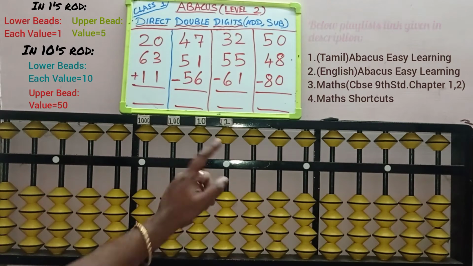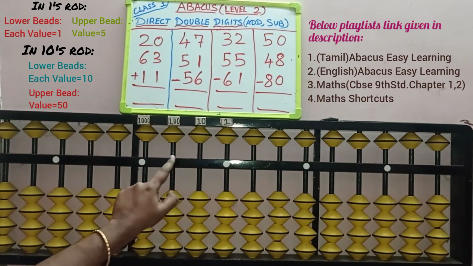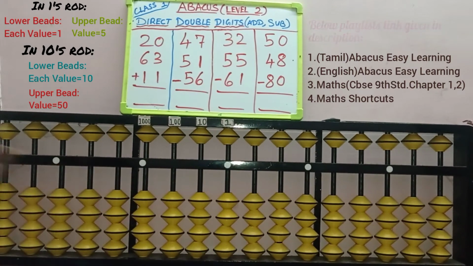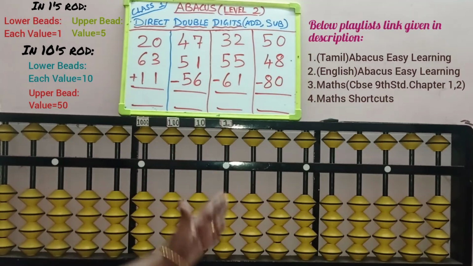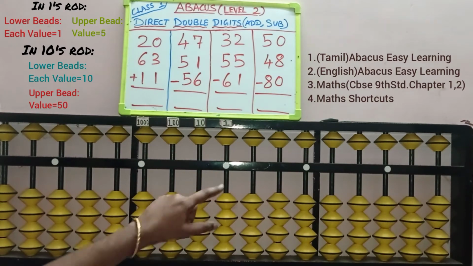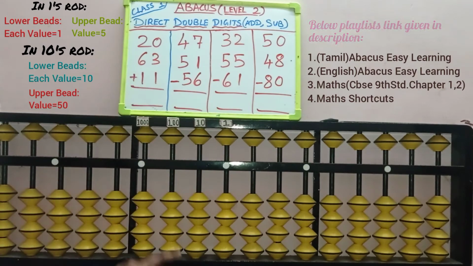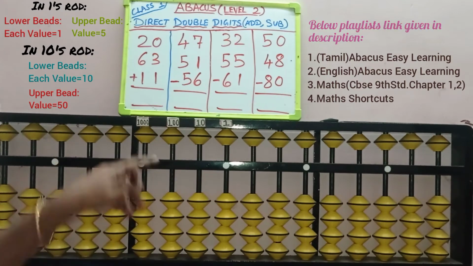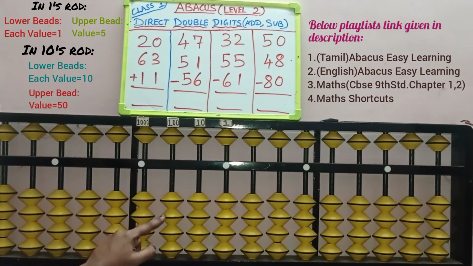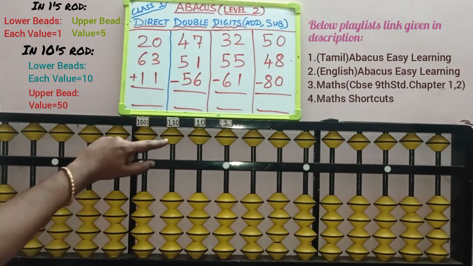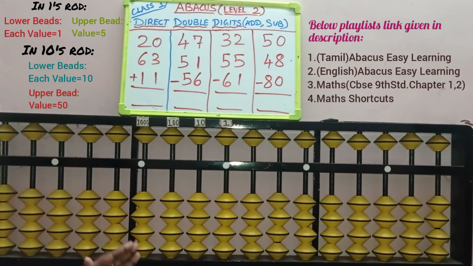From the 5 points, this middle point is the 1's rod, then 10's, hundreds, 1000, 10,000, lakhs, etc. In the 1's rod, each bead's value is 1 in the lower part. So 1, 2, 3, 4, and the upper bead is 5. In the 10's rod, 10, 20, 30, 40, upper bead is 50. In the 100's rod, 100, 200, 300, 400, upper bead is 500. In the 1000's rod, 1000, 2000, 3000, 4000, upper bead is 5000, okay?